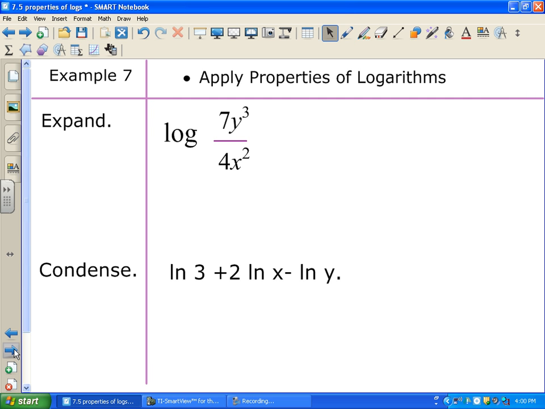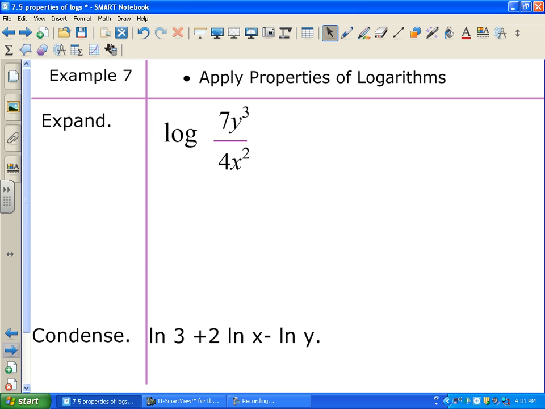First one, expanding. I'm looking at the log of 7y cubed divided by 4x squared. First thing I recognize is that I have division here, so I'm going to split that into 2 parts. That's going to be the log of 7y cubed minus the log of 4x squared. Again, that takes care of my division.